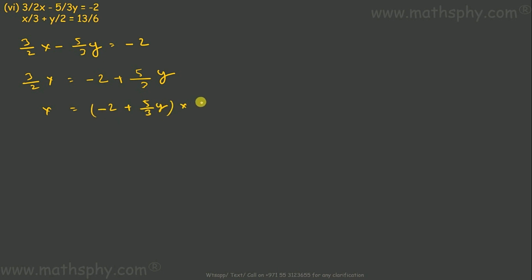So this is 3 over 2x minus 5 over 3y equals to negative 2. So 3 over 2x would be negative 2 plus 5 over 3y. So x would be negative 2 plus 5 over 3y, into 2 over 3. So this is negative 6 plus 5y into 2 over 3. This would be negative 12 plus 10y over 9. So x is equal to negative 12 plus 10y over 9. Negative 6 multiplied with 2 gave you negative 12. 5y with 2 gave you 10y, over 3 into 3 is 9.